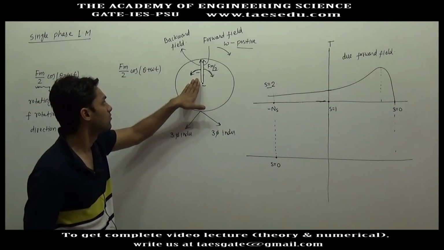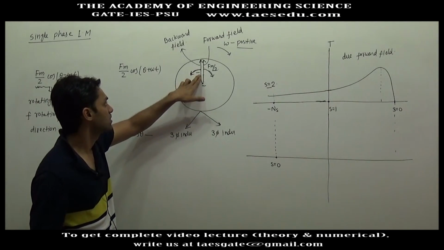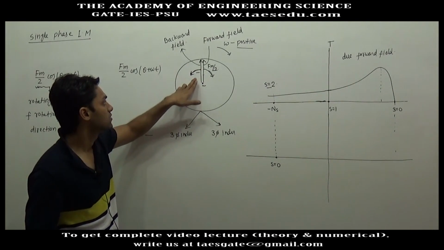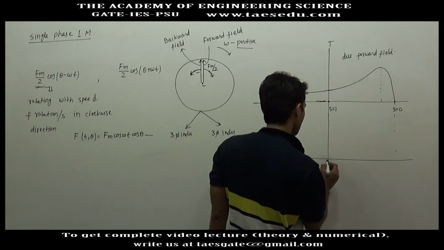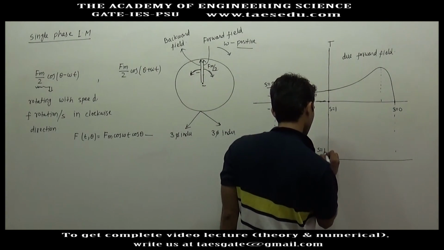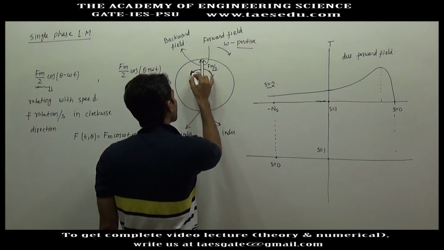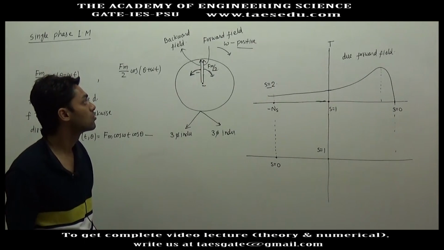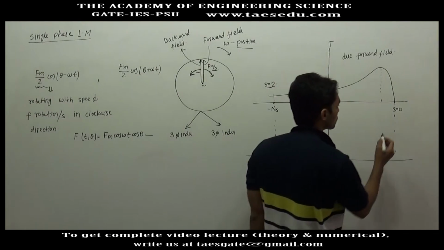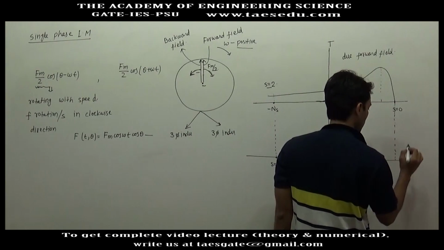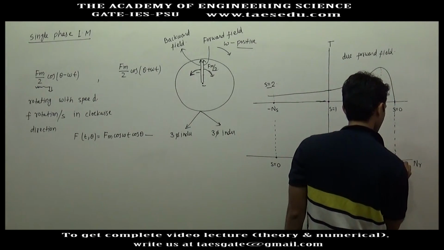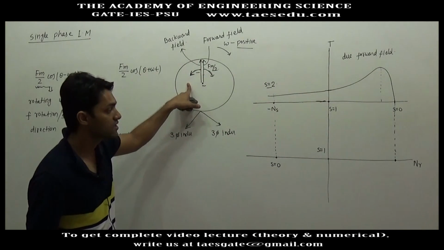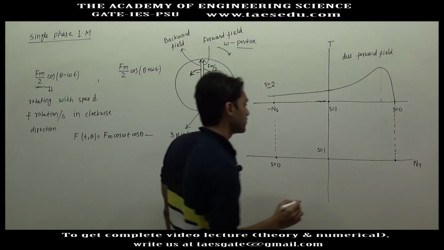If rotor does not rotate, what will be the slip? The relative speed will be ns. So ns by ns, here we will have slip equal to 1. This field is rotating in anti-clockwise direction, and suppose rotor is rotating in clockwise direction, so relative speed will be more than ns. At this point, if rotor is rotating with a speed of ns in clockwise direction and field is rotating in anti-clockwise direction, relative speed will be 2ns. So at this point we will have slip equal to 2.